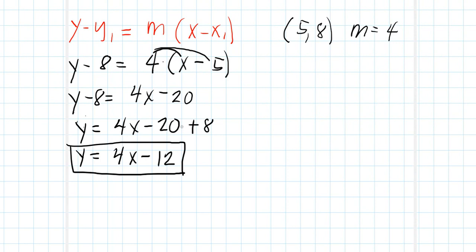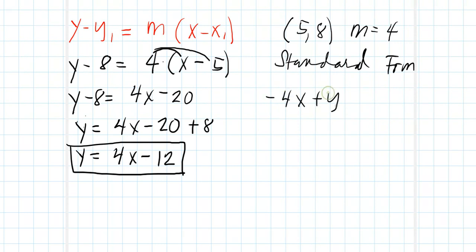That is now the equation given a point and a slope. And what is this in the standard form? So therefore, in the standard form, we have negative 4x plus y equals negative 12. Okay? So next.